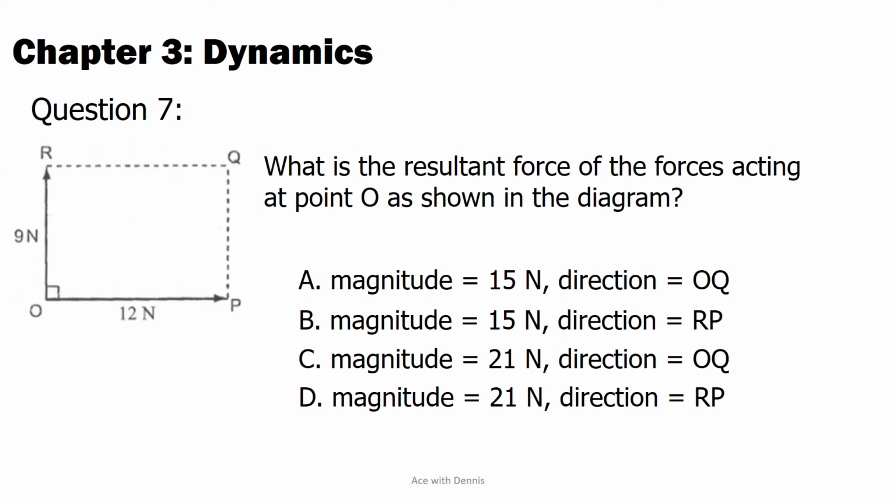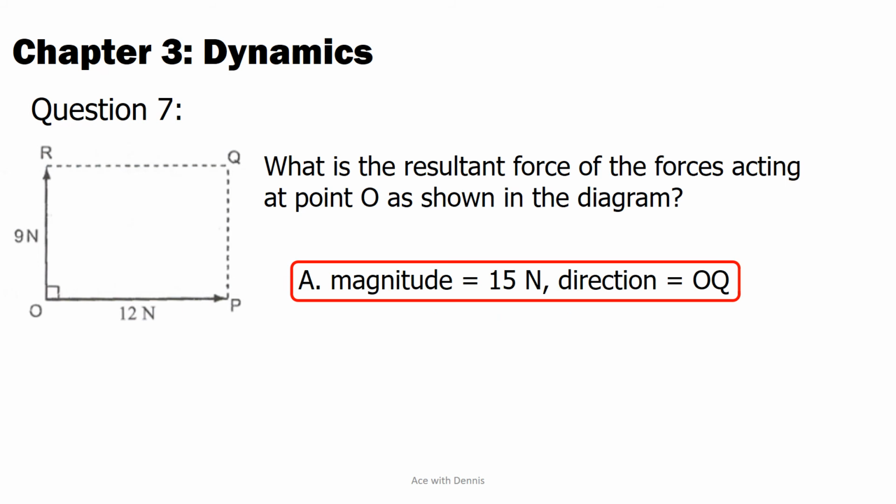The answer is A. Magnitude equals 15 newtons. Direction is OQ. By Pythagoras' theorem, the magnitude is the square root of 9 squared plus 12 squared. The result is 15 newtons. Direction is the diagonal line OQ.